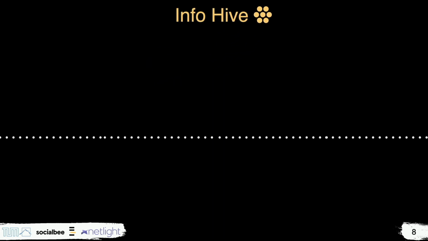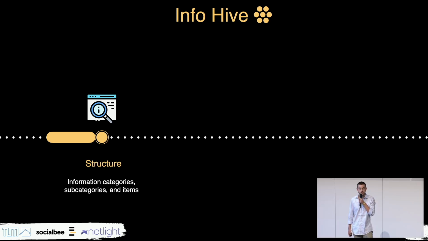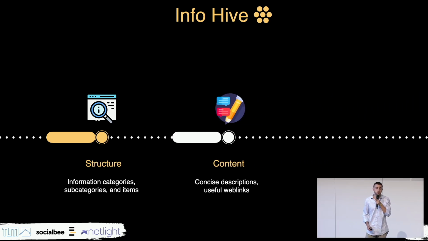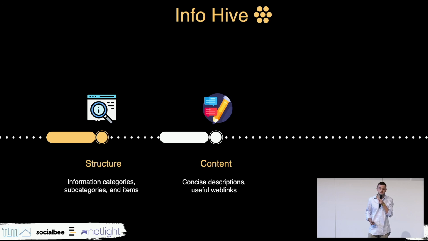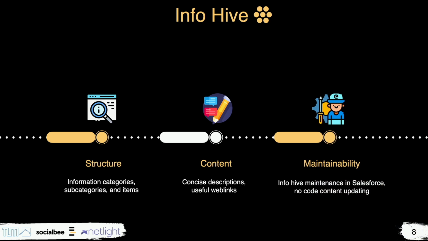For the info hive, it was important to us to provide our candidates with a structure that is easy to navigate and that structures information into categories, subcategories, and information items. We also wanted to make sure that we actually provide useful content with concise descriptions and external web links. We also wanted to make sure that this content is maintainable, meaning that Social Bee employees can actually change the content in Salesforce without having to touch source code.